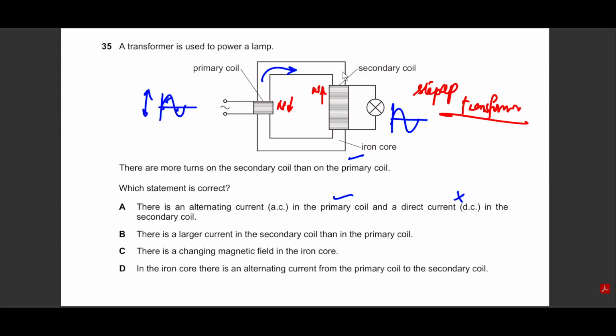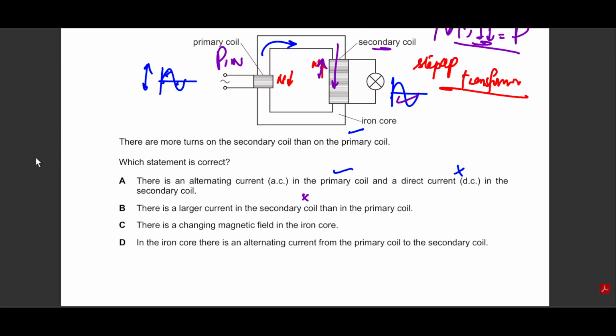That changing magnetic field, when reaching the secondary coil, causes induced EMF, producing the output voltage. Is there a large current in the secondary coil? No, because if the number of turns is higher, the voltage is higher. If the voltage is higher, the current is low because the power has to stay constant. The input power from the primary coil and the output power should remain the same. So on the secondary coil, I am making a compromise on current by gaining in voltage terms. So this is wrong.